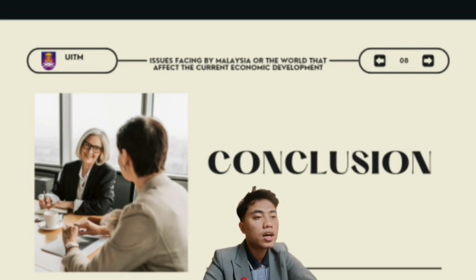These global issues are making it more difficult for countries to achieve sustainable economic growth. However, there are also a number of opportunities that are emerging, such as the growth of the digital economy and the increasing demand for sustainable products. By addressing the challenges and seizing the opportunities, countries can achieve economic growth in the years to come.